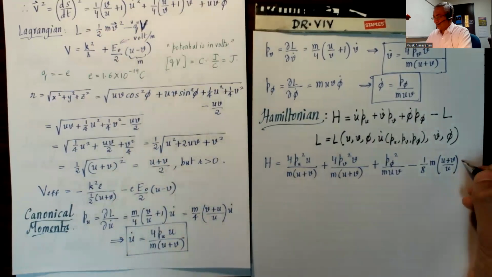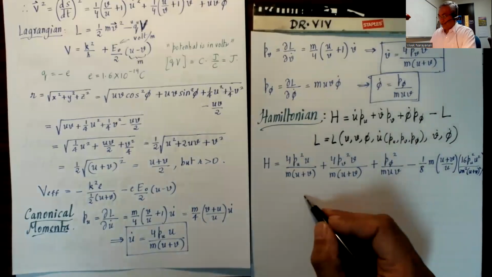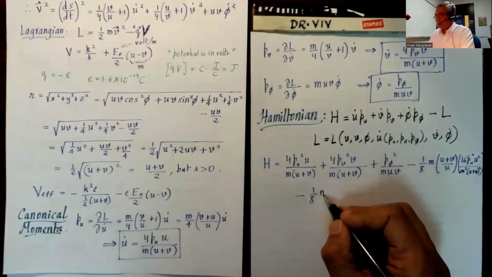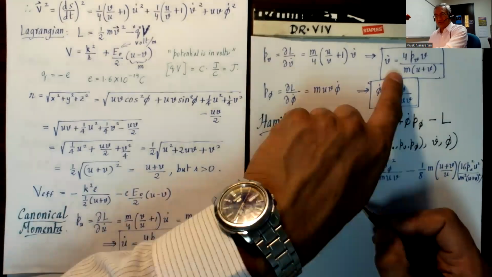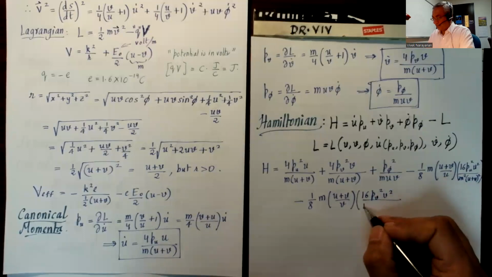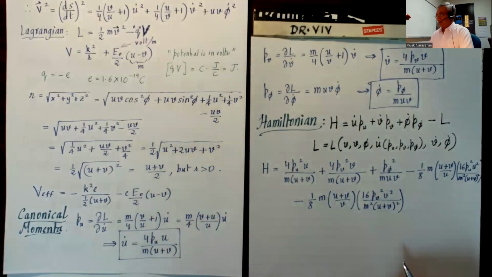So 16 pu squared u squared divided by m squared u plus v squared, running out of space there. And then similarly, I get negative 1/8 from this term. M times u plus v divided by v dot squared, for which I have to write that. 16 pv squared v squared over m squared u plus v squared.